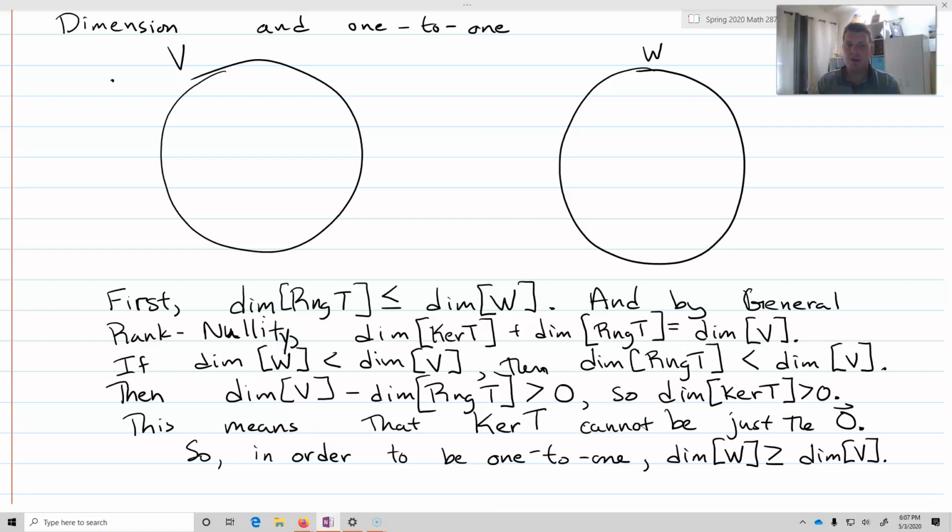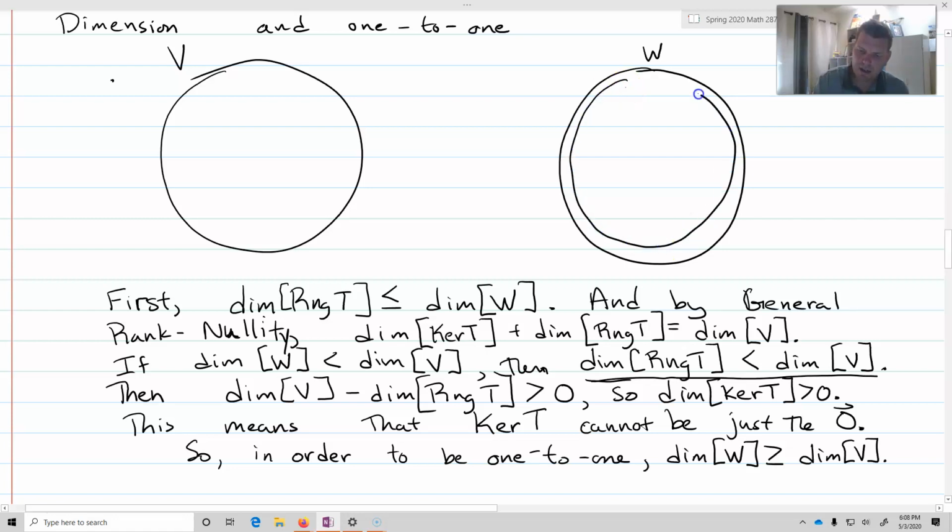If the dimension of W is less than the dimension of V, then the dimension of the range of T is less than the dimension of V. Okay? So then the dimension of V minus the dimension of the range of T is going to be greater than 0. This is because the range of T is a subset of W. Here's the range of T, and it's within W. So if W has a dimension of n, the range of T cannot have a dimension bigger than n.